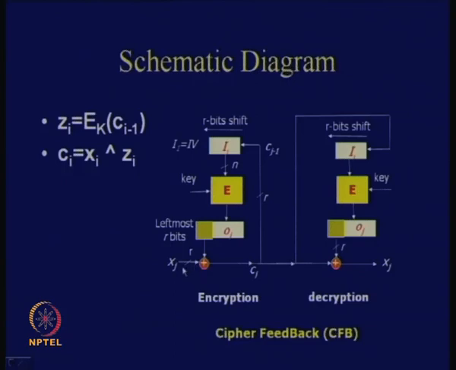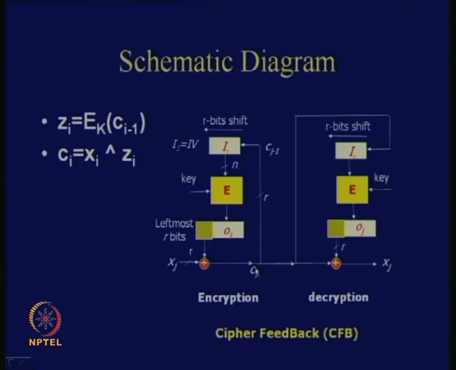In this case, the encryption function is used to generate something called the key stream. This encryption function generates the key stream, and that is XORed with the corresponding plaintext to obtain the ciphertext. How many outputs are there? There are R bits of output, because you have taken the leftmost R bits and XORed them with the X and obtained the ciphertext.